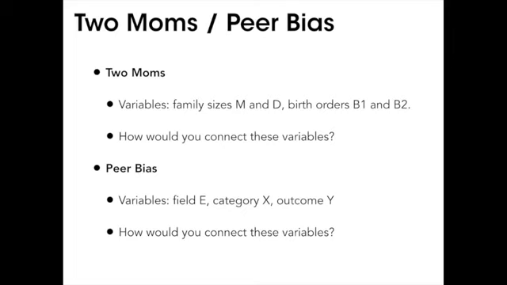When you have a generative model like a DAG, you can produce data from it, and then you can run it in reverse, so to speak, and analyze the data too. And we're going to do the forward version right now. So just to remind you the structure of these problems, in the two moms case, the variables that we're going to have measured are the family sizes of the mother and daughter, called M and D, and their birth orders, B1 and B2, which for cognitive simplicity, you can think of as firstborn status or not. And the question is, how would you connect these variables? And for the pure bias case, we have three variables: the field, the social category of the individual, and the outcome Y. How would you connect these variables?